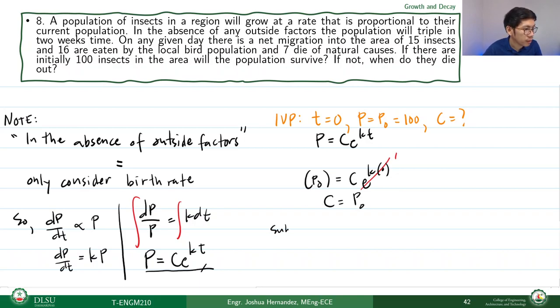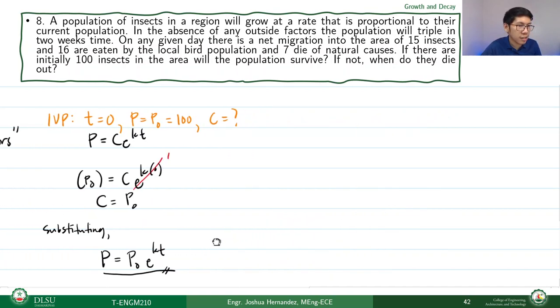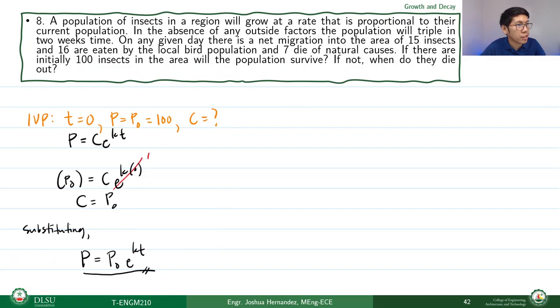Substituting, makakakuha tayo ng p equals p naught e raised to kt as our second working equation. Now, in solving for k, we use the condition when t is equal to 14.